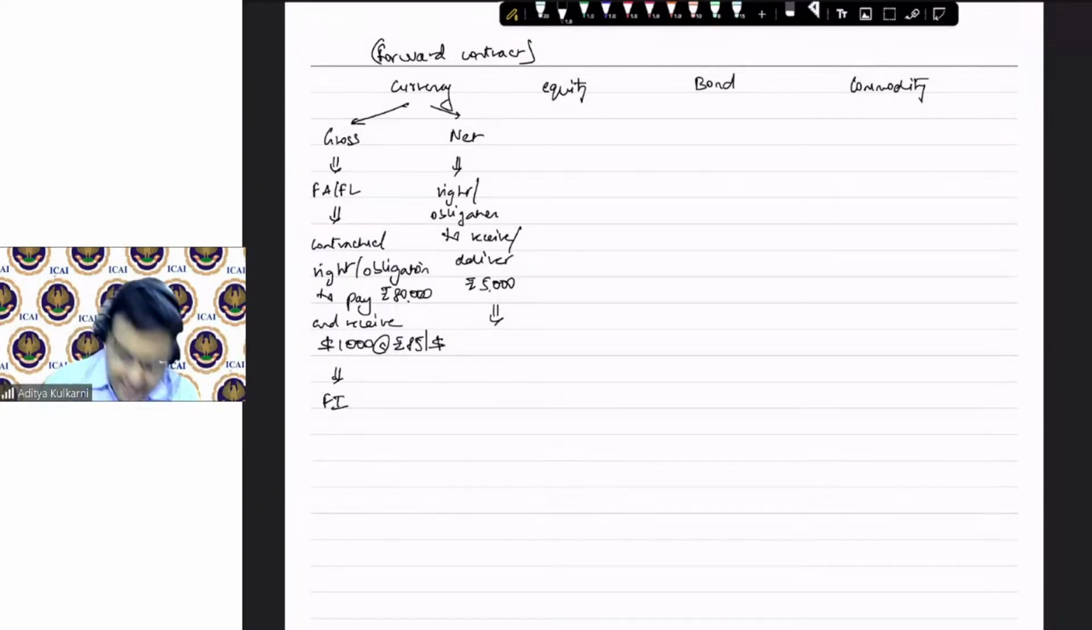Yes. It is meeting the definition of financial asset slash liability. And therefore, will the net settlement of a currency forward contract be a financial instrument?